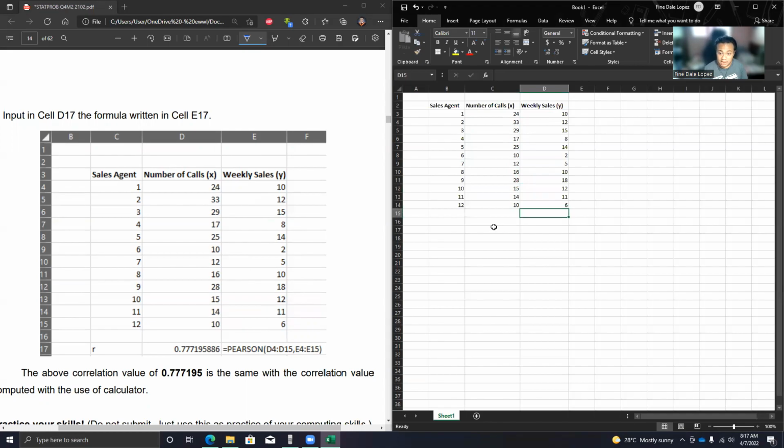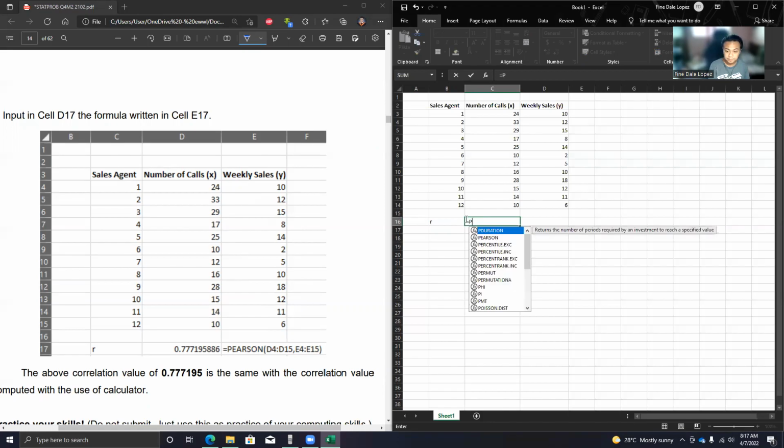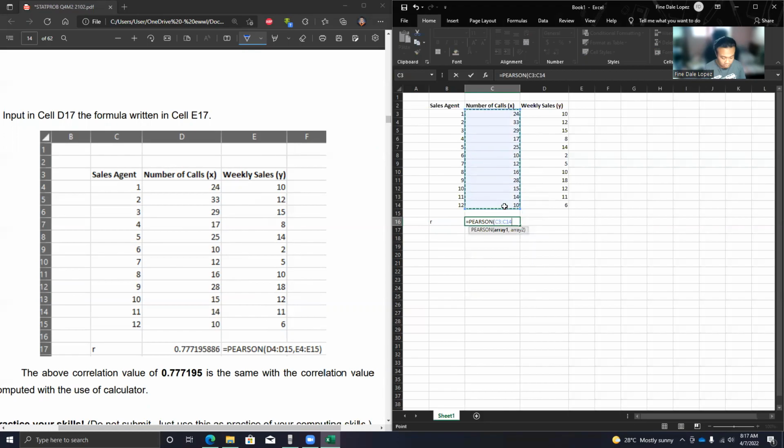Okay. So, hurry up, guys. Just type R, then equals. Just press equals and then type Pearson. Pearson, and then drag this one down, comma, and then drag this other one down, close parenthesis. Okay, so that's the data. That's how you get the Pearson correlation coefficient in Excel.